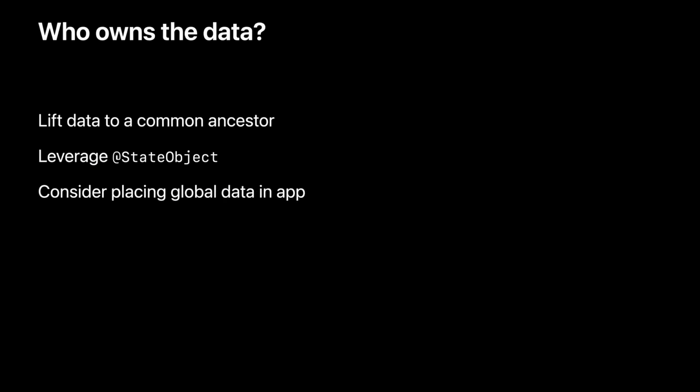An important question to ask is, who owns the data? Is it the view that uses the data? Or maybe an ancestor of that view? Perhaps it's even another subsystem of your app. A few guidelines here. As mentioned earlier, share data with a common ancestor. Also, prefer StateObject as a view-owned source of truth for your observable objects. Lastly, consider placing global data in the app. We'll cover this next.